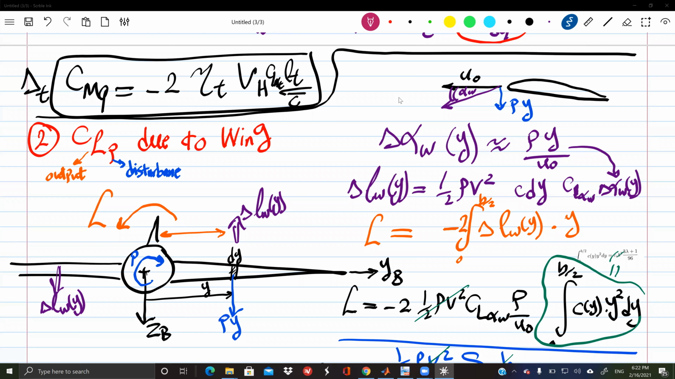Now, look at this picture. Originally, without the disturbance P, without the blue velocity, we have simply U naught. So assume that this U naught is aligned with the chord. This is the chord. So the angle of attack here is 0 originally. So the wing is moving straight horizontal with, say, 0 angle of attack.